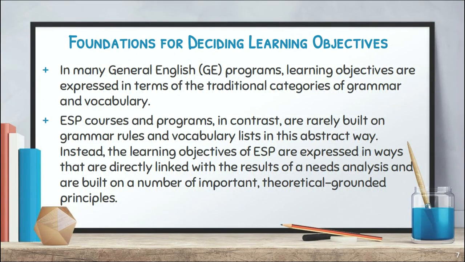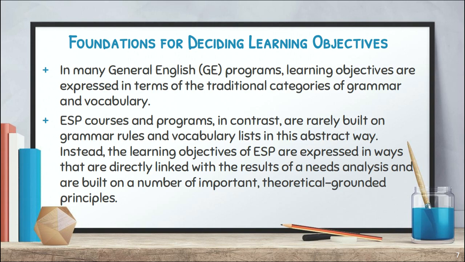Okay, these are the foundations for deciding learning objectives. In many general English or GE programs, learning objectives are expressed in terms of the traditional categories of grammar and vocabulary. ESP courses and programs, in contrast, are rarely built on grammar rules and vocabulary lists in this abstract way. Instead, the learning objectives of ESP are expressed in ways that are directly linked with the results of a needs analysis and are built on a number of important theoretically grounded principles.